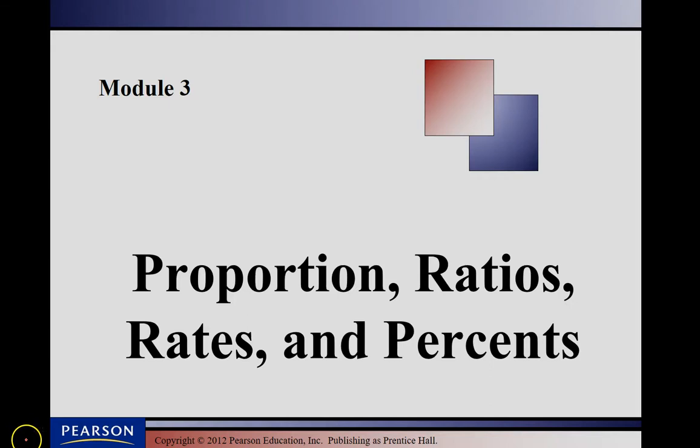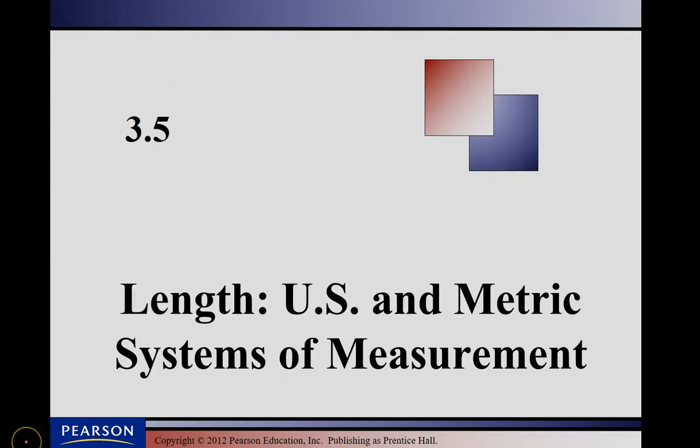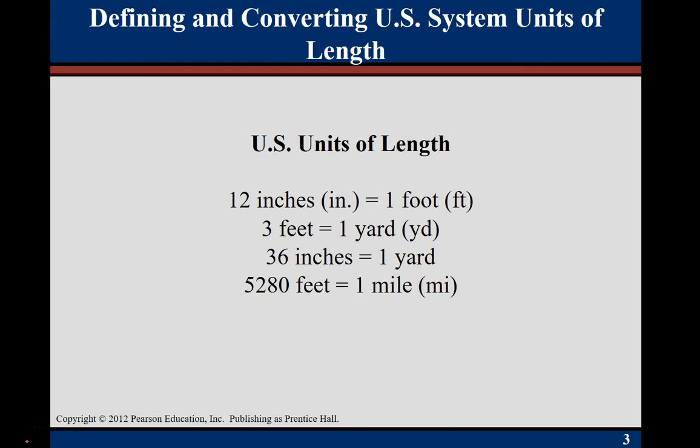Module 3, Proportion Ratios, Rates, and Percents. This is Section 3.5, Length, U.S. and Metric Systems of Measurement. In the U.S. for measurement, we only have a few different types.